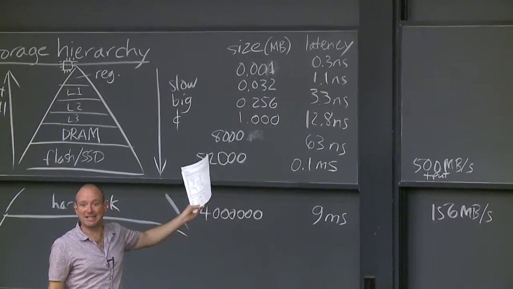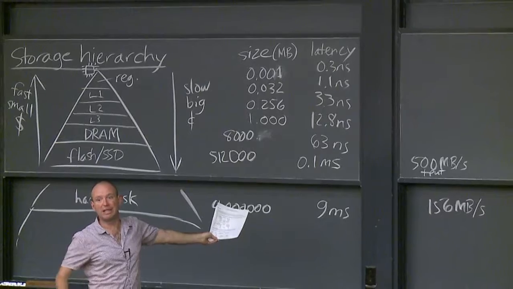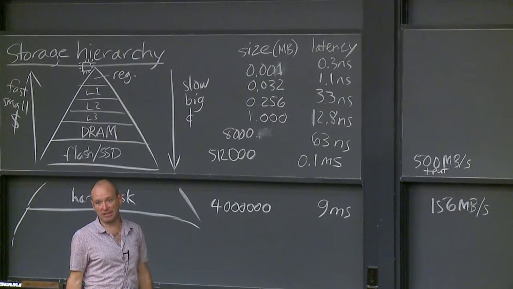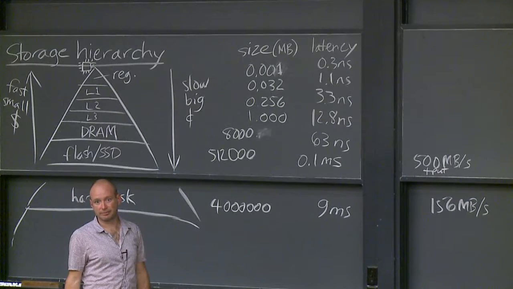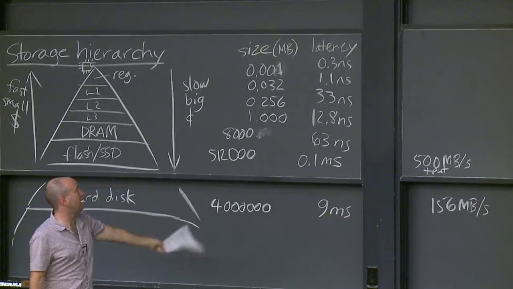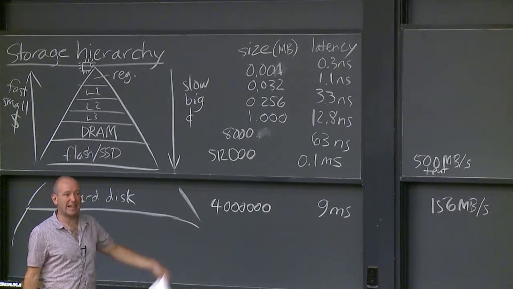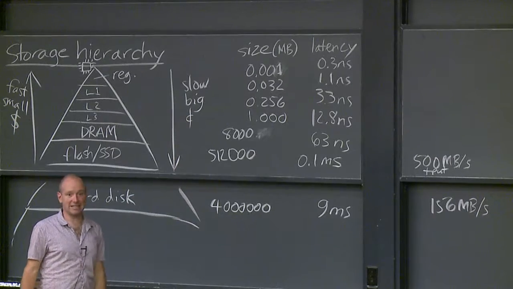Disks are bad at accessing the first byte, but if you read the following bytes, disks are not that bad. This is one of the reasons why they're still in use. Okay, so we have a factor of 10 to the 9 size difference, and a factor of, I believe, 10 to the 7 latency difference.